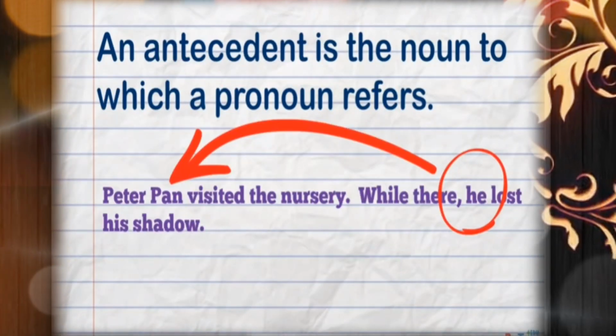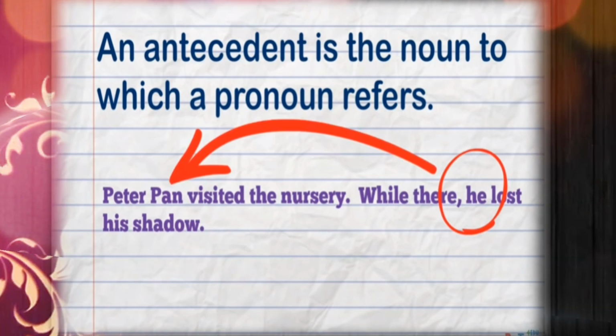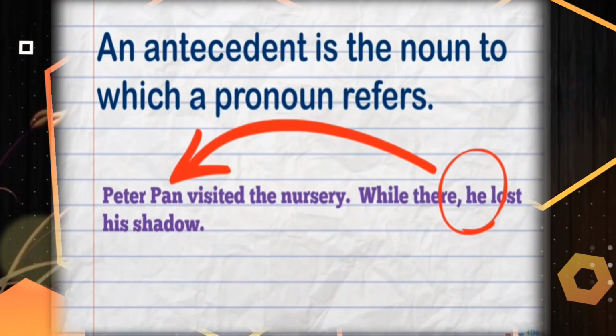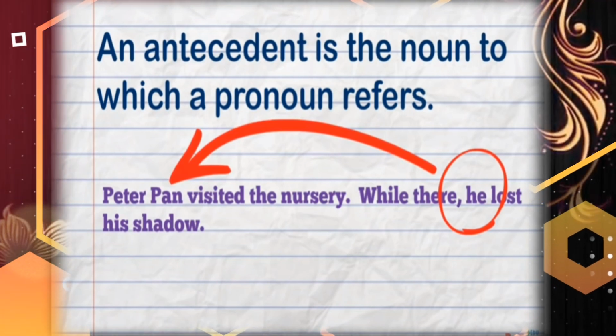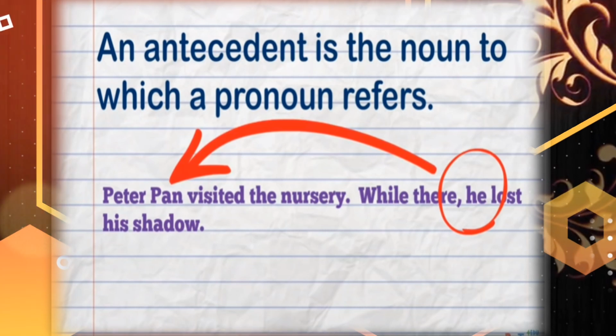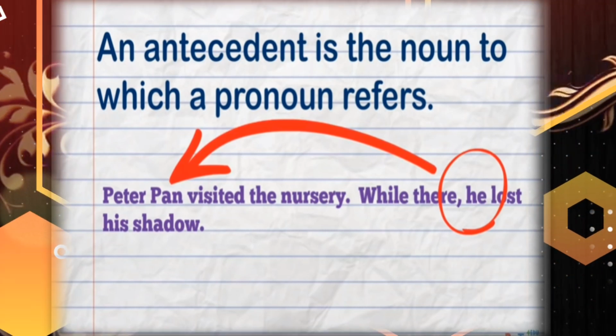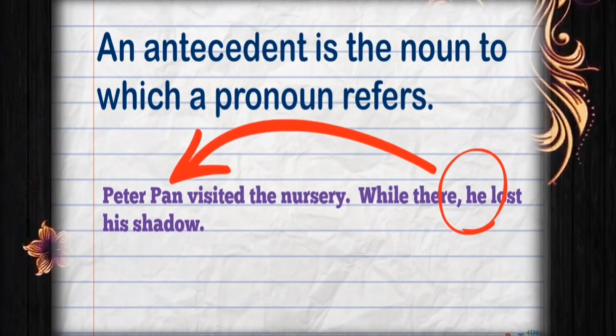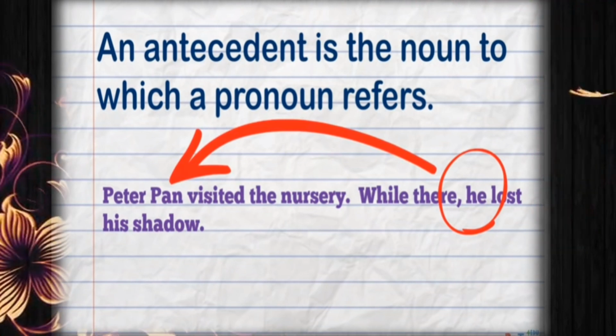An antecedent is a noun to which a pronoun refers. Remember, the antecedent isn't always found in the same sentence. In the example below, Peter Pan is the antecedent and he is the pronoun.